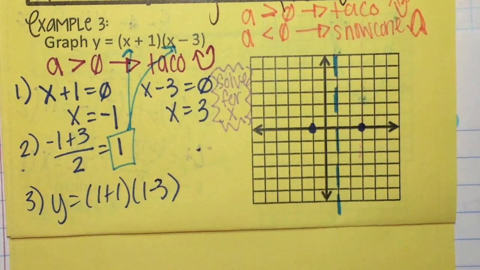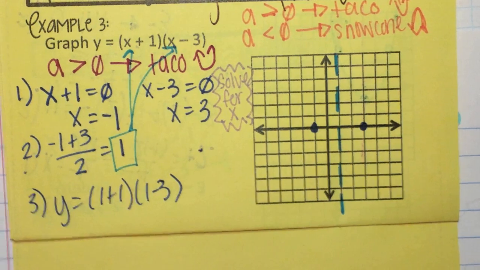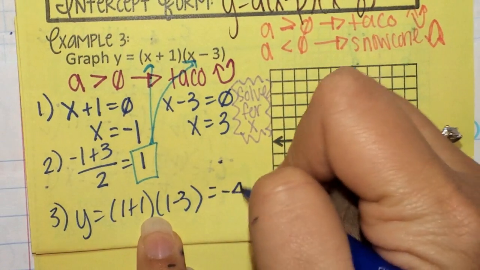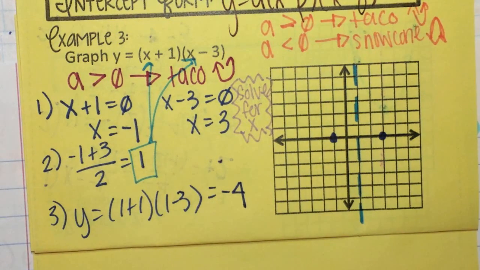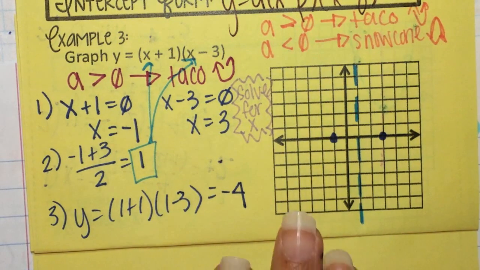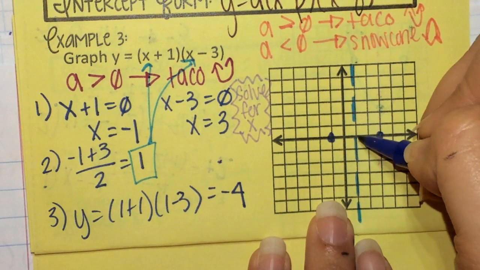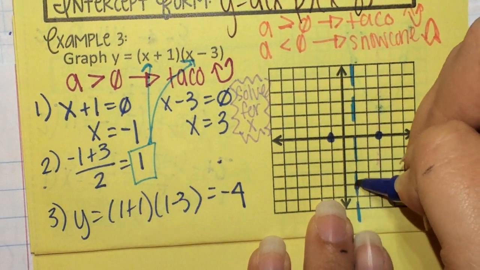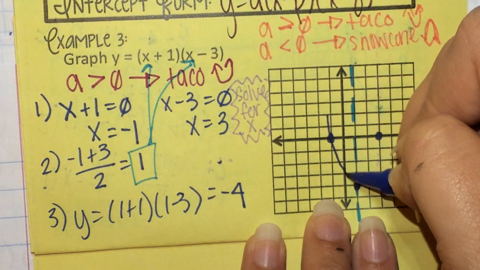What's 1 plus 1? 2. What's 1 minus 3? Negative 2. What's 2 times negative 2? Negative 4. So then you just go right 1, down 1, 2, 3, 4, and connect your dots.